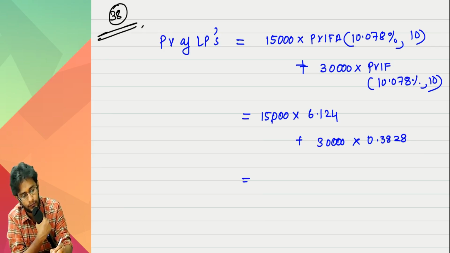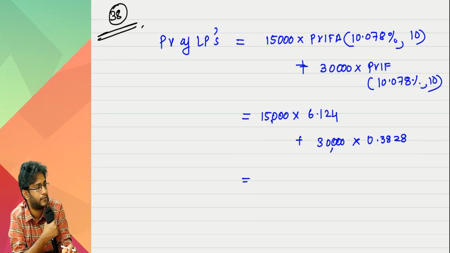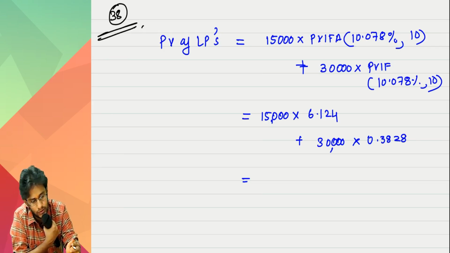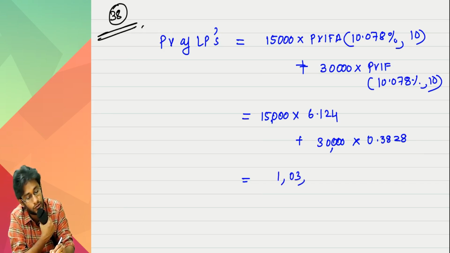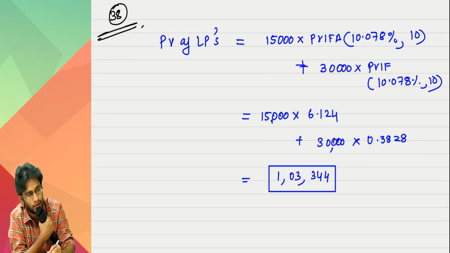Do it. 15,000 into 6.124 and 30,000 into 0.3828. How much? 1 lakh. 3,000. 340. Something. Leave it. The PV of lease payments.